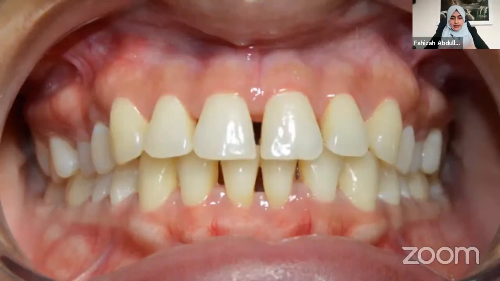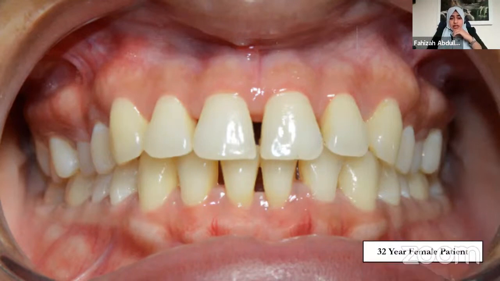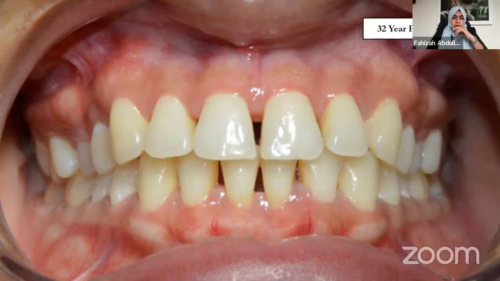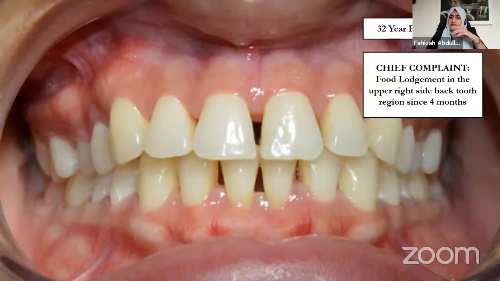So first of all, before explaining resective osteosurgery, let me tell you about my personal experience with this patient, who came to me during my postgraduation. This was a very interesting case, probably my first resective osteosurgery case. She was a 32-year-old female patient who came with the chief complaint of food lodgement in her upper right molar region.